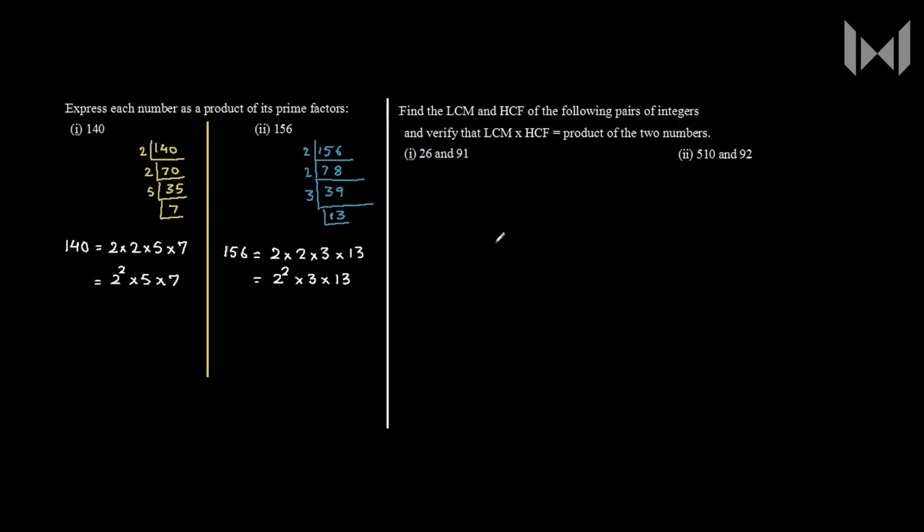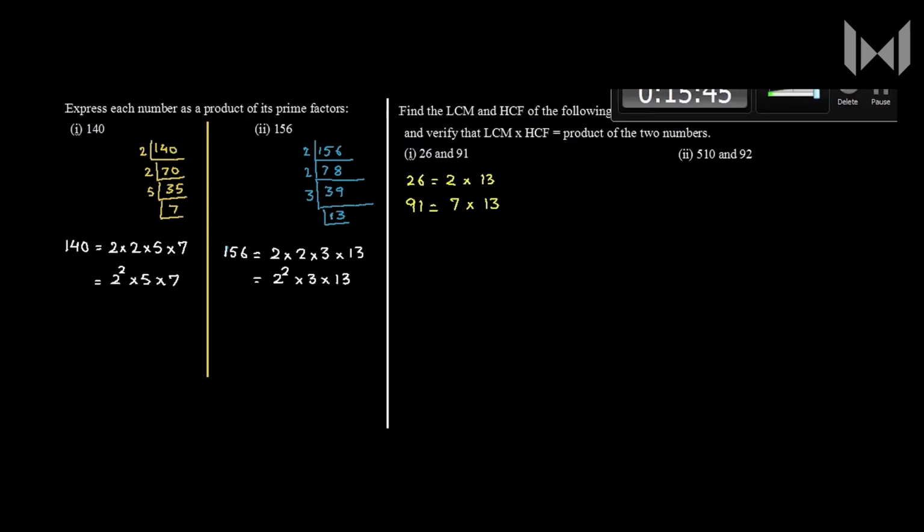Now talk about the very first one. 26 can be written as 2 into 13, whereas 91 can be written as 7 into 13. Now over here, first we'll look out for the common factor in both of them, and we can see that both of them have 13 as a common factor, and so HCF is equal to 13.